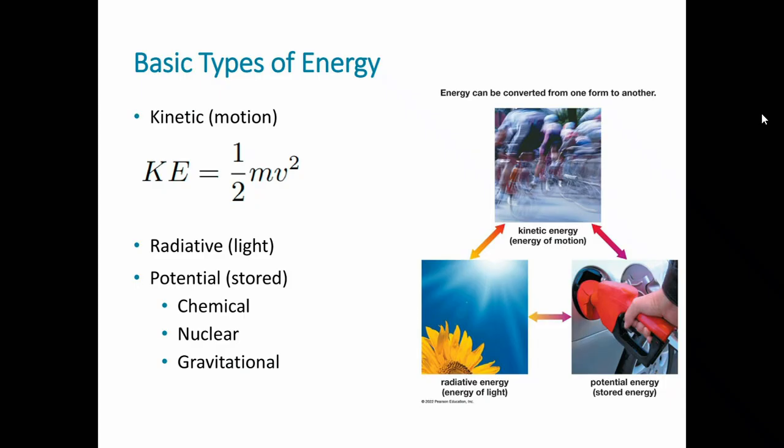But you're not just stuck in this type of energy, you can convert it from one form to another. So plants absorb sunlight, they turn that light or radiative energy into chemical energy to do their life processes. We eat that chemical energy to power our bodies, to maybe turn it into kinetic energy to go for a bike ride. And so you are always transferring energy from one form to another.